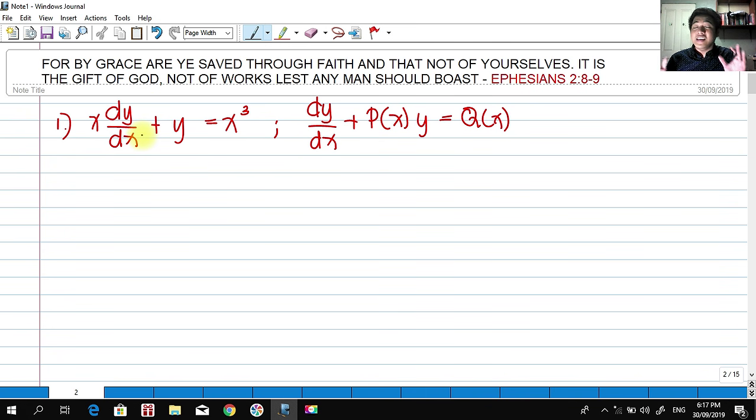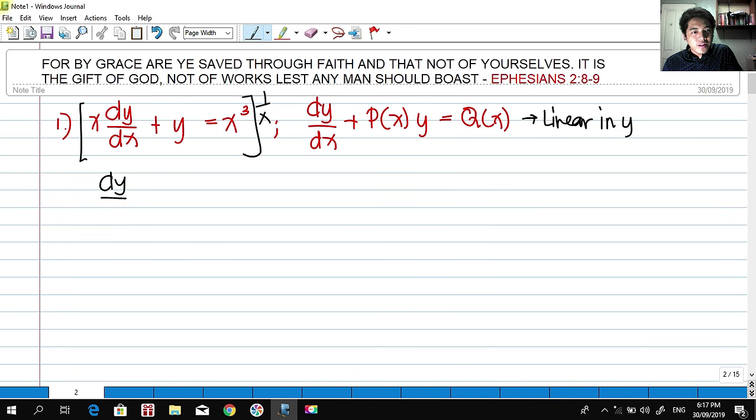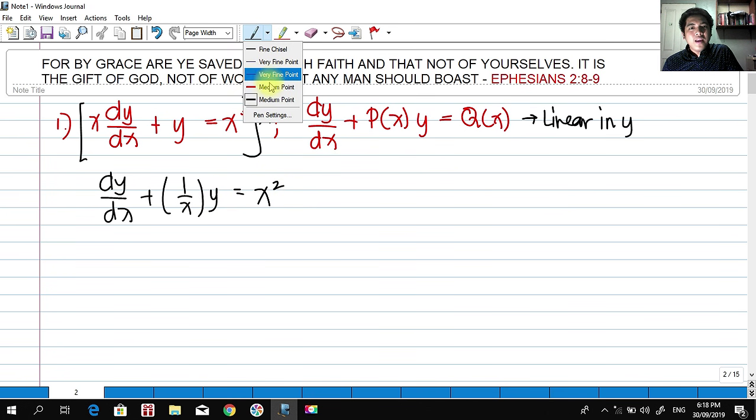So I can say that that is linear in y. And here is our form for linear in y. Okay? So, I would make this DE look like this. If I divide both sides by x, what will happen? This should be dy over dx plus 1 over x multiplied by y is equal to x squared.